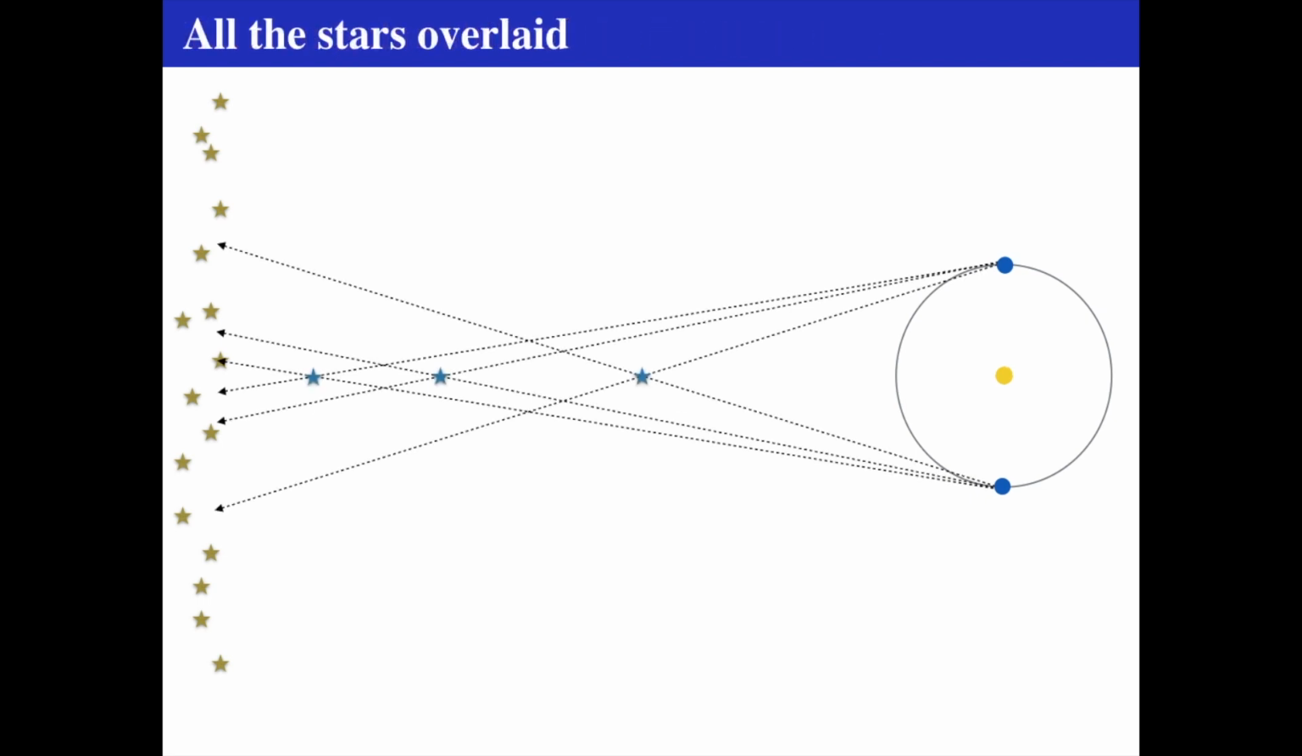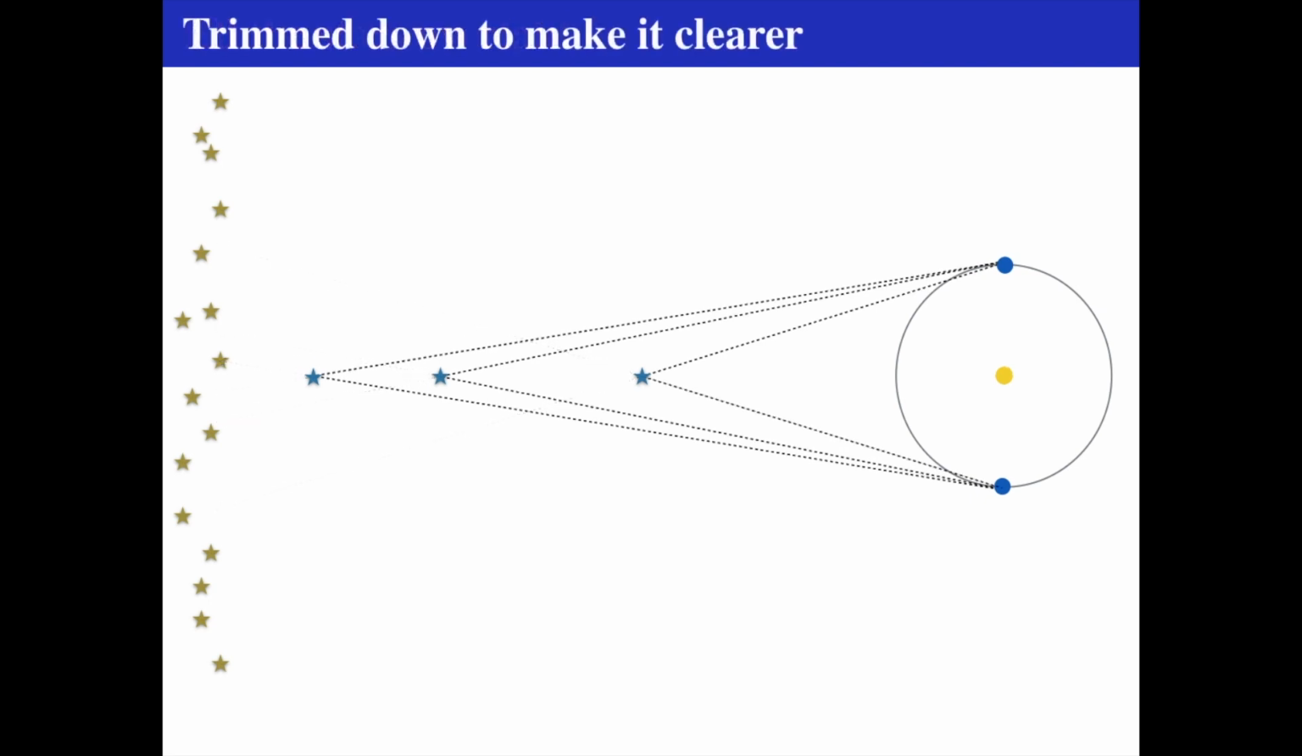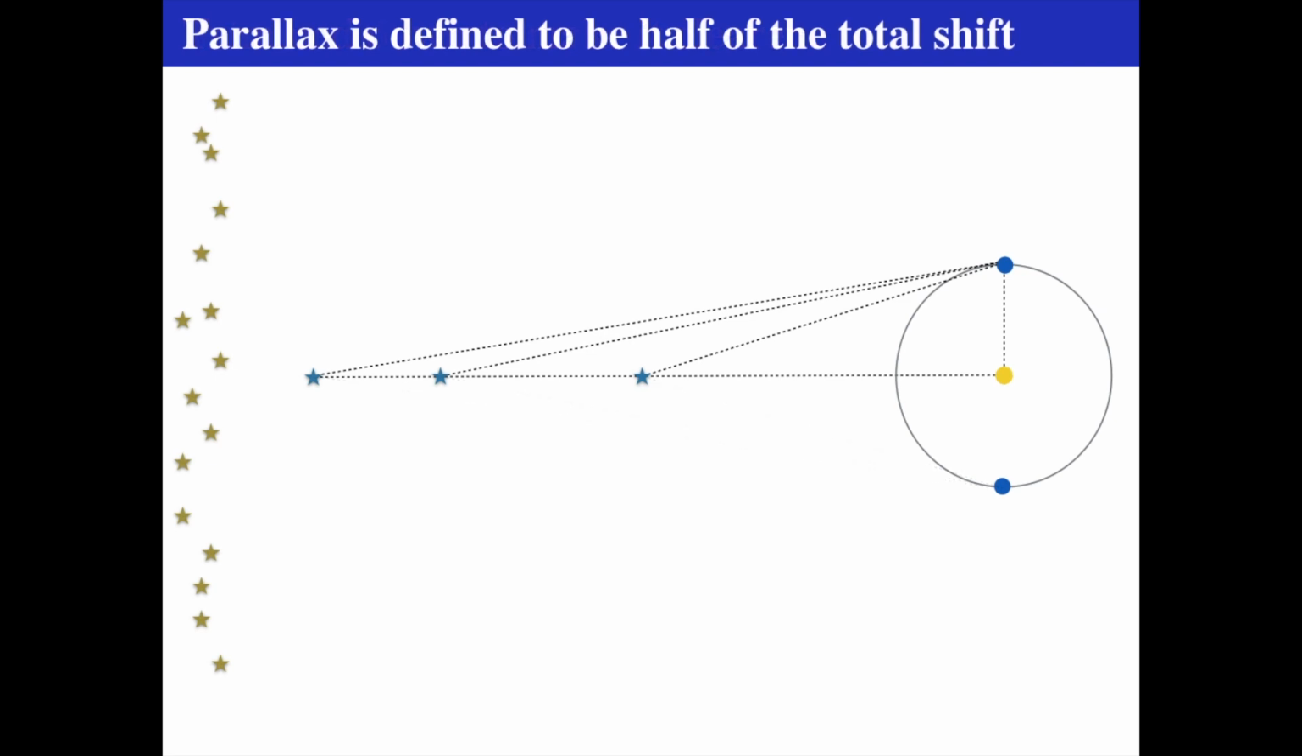All right, so we can overlay them together, and then we snip out the distances to make it a little clearer, and then we cut it in half, and we define the parallax to be half of the total shift over the course of a year. That's the definition of parallax. Not the full shift, but half of the total shift. So you get a nice right triangle with the Sun at the center.